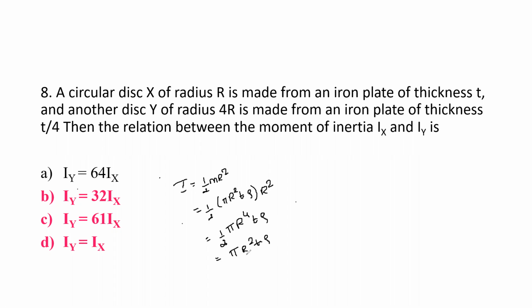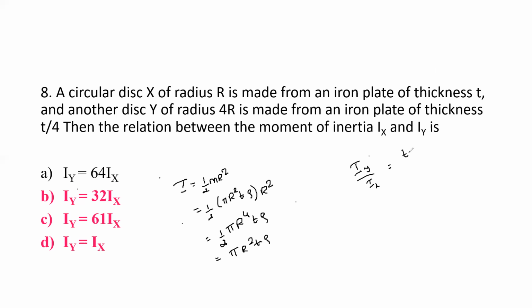Pi r square t into rho, where rho is the density and t is the thickness of the body. They have asked you the relation between Ix and Iy. Let us take the relation between Ix and Iy. I can write it as Iy divided by Ix is equal to.